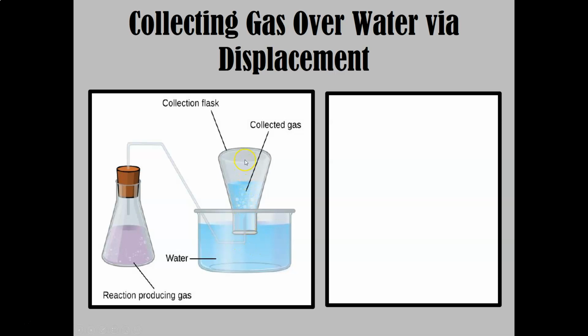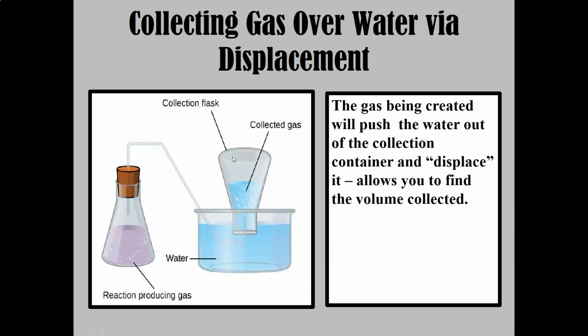And it's going to come up to the top, and what's going to end up happening is it's going to push the water that was in there out, and it's going to take its place. It's going to be displaced, okay? So the gas is created. It's going to push the water out of the flask and displace it. That's going to allow you to find the volume of the gas. If this was just open, you can't collect it, can you? So this is a very easy, simple way to collect some gas and to get the volume.